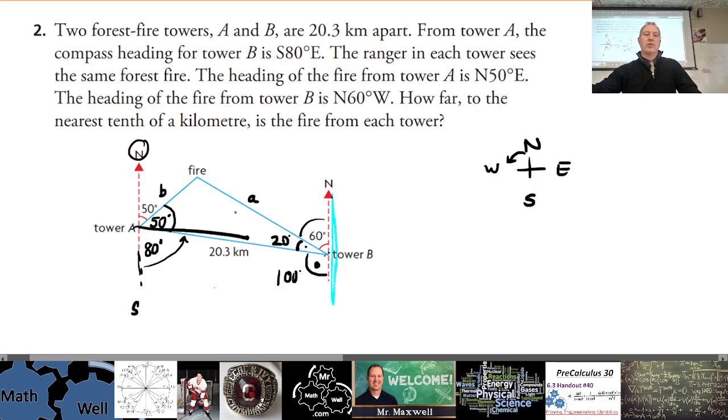This is a transversal here, and this 80 is also 80 over here, right? 80 here is 80 over here, alternate interior. So 60 plus what is 80? You get the 20 that way as well.